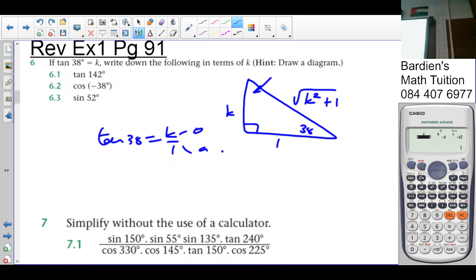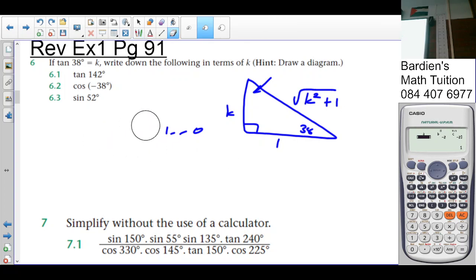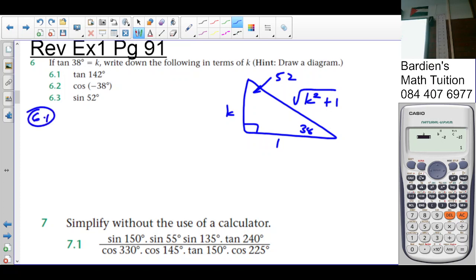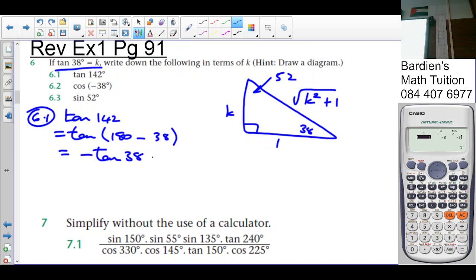This angle here you always work out, because that's 90 minus 38. What's the angle of 90 minus 38? 52. Here we go. 6.1. So tan 142 can be written as tan. Which quadrant is 142 in? Second quadrant. So I say 180 minus 38. Is tan positive or negative in the second quadrant? Negative. So it's negative tan 38. Tan of 38 is k, so the answer is negative k.